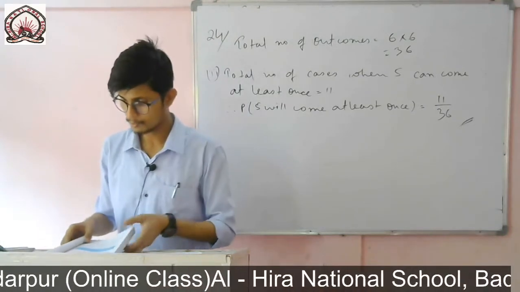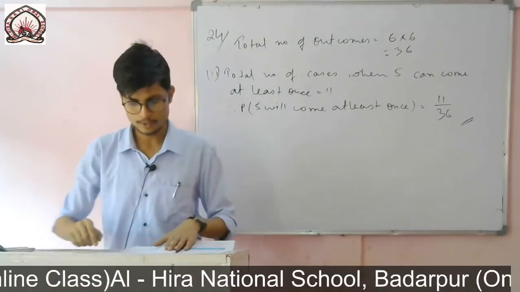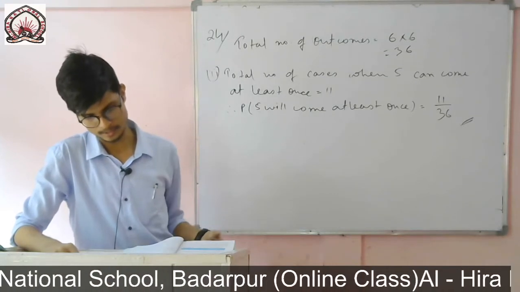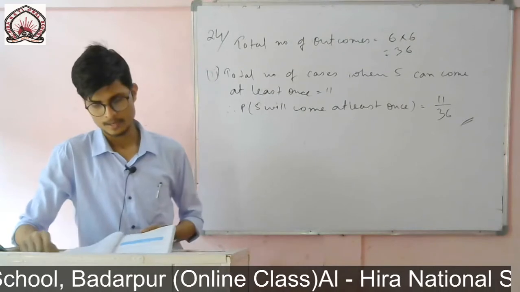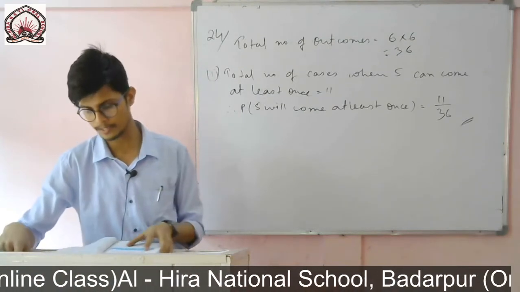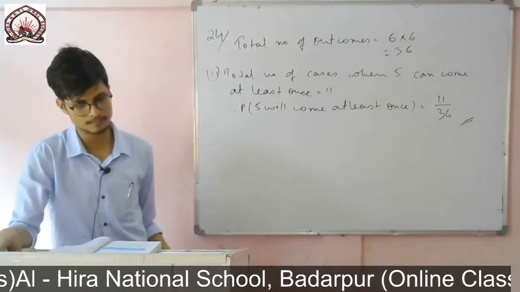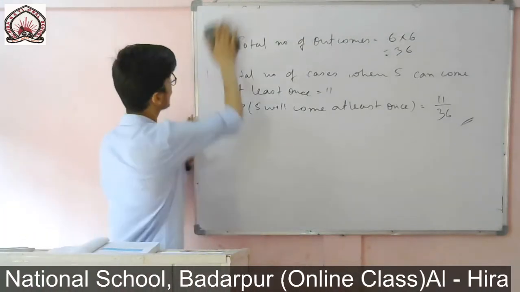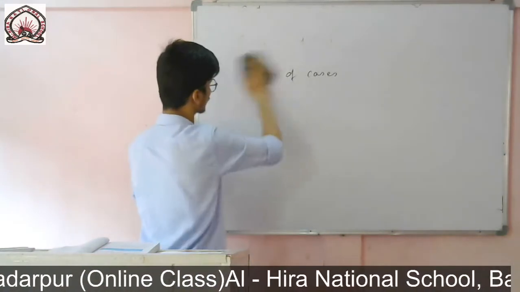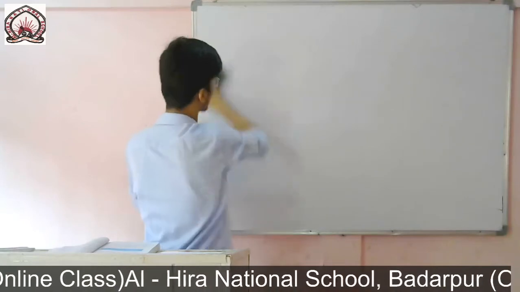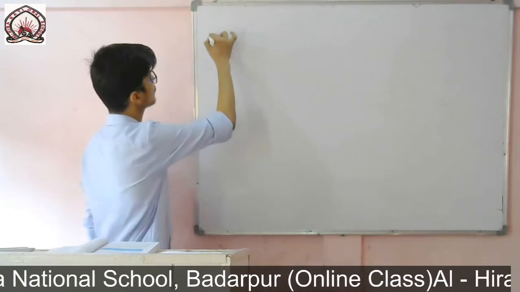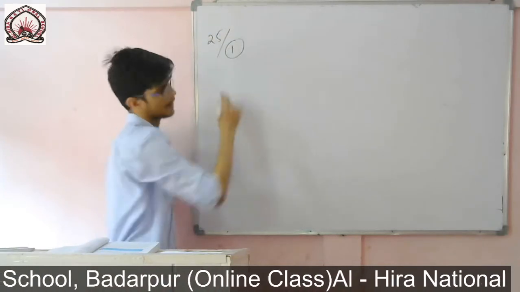Okay, now question number 25: which of the following arguments are correct and which are not correct? Give reason for your answer. There are two arguments given, and if the argument is not correct, then you have to give the reason, and if it is correct also, then you have to give the reason.